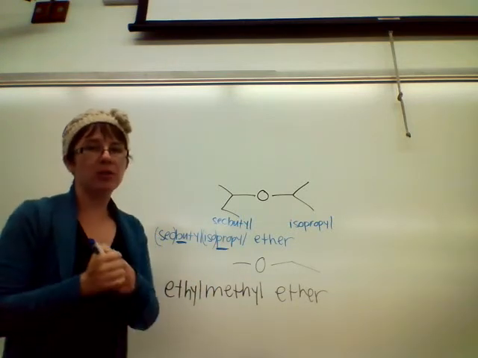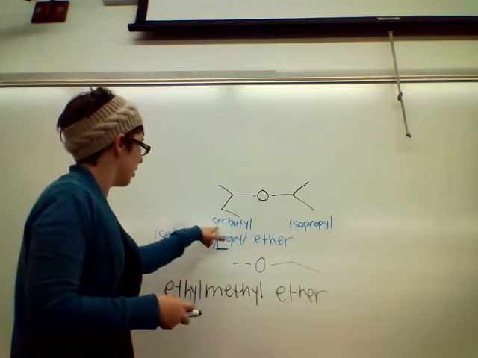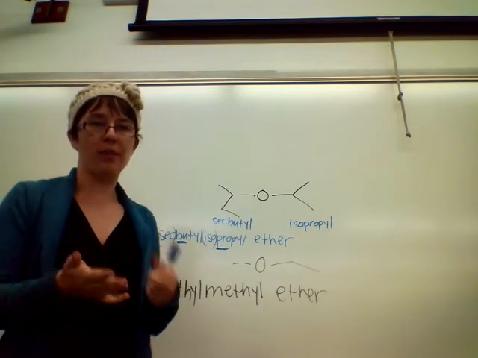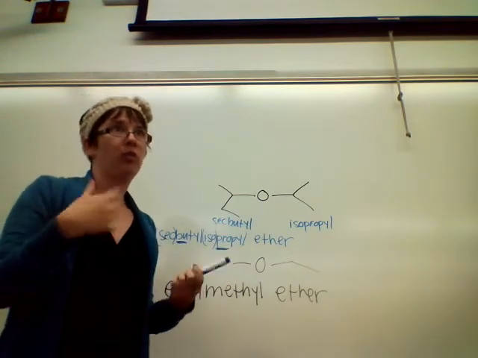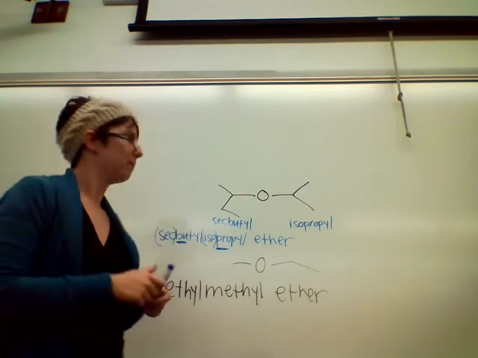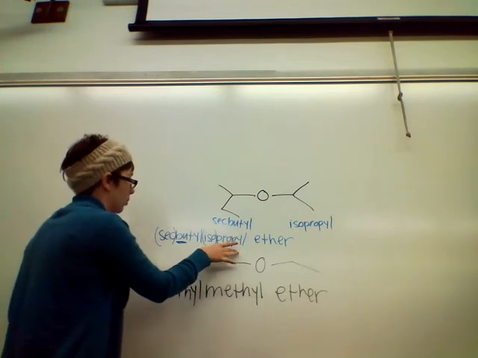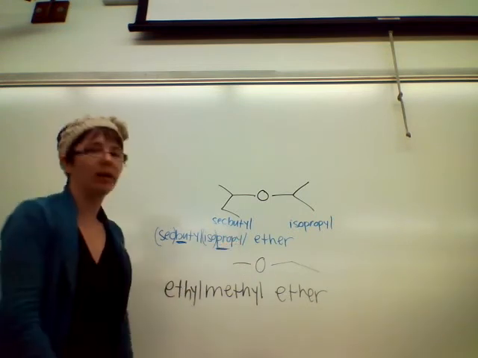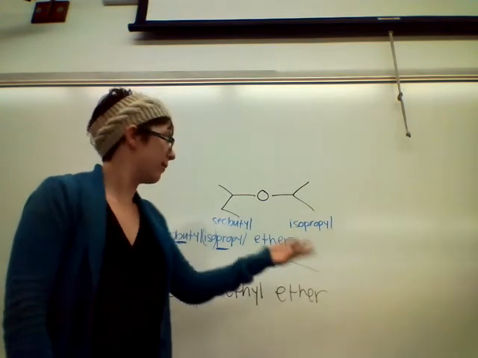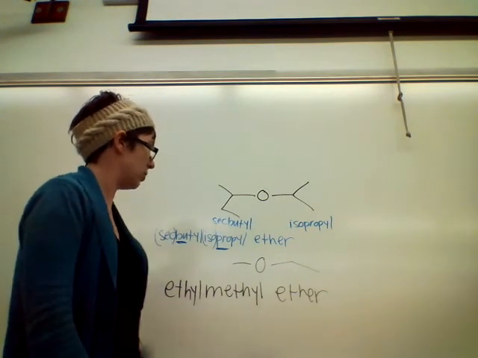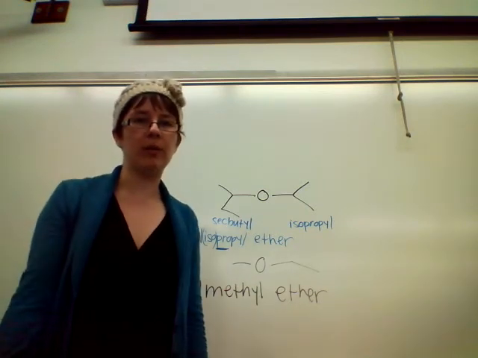But you're also allowed to do it the other way too, because you're allowed to order them alphabetically by sec and iso, even though technically that's not correct in the real world. You're allowed to do that. So you can also say isopropyl sec-butyl as well. And that's pretty much it. It doesn't really get more complicated than that, except for adding chains and substituents and whatnot. And he won't give you anything too complicated with that.